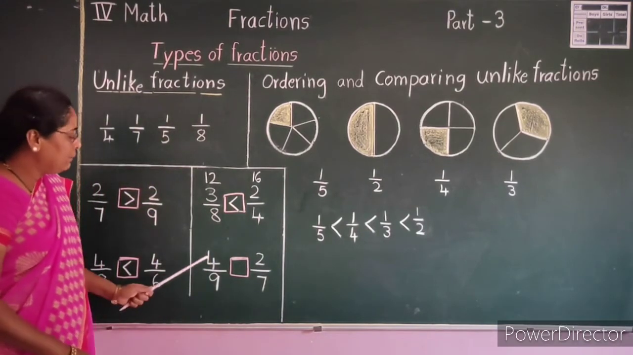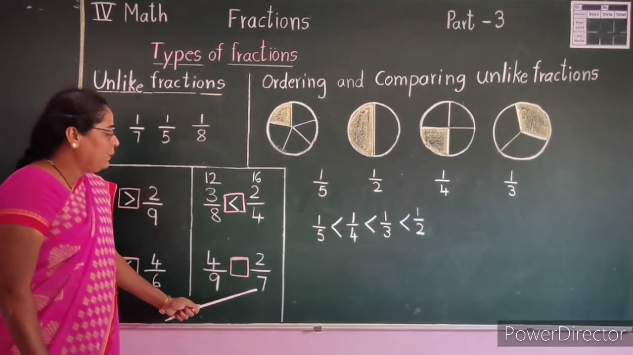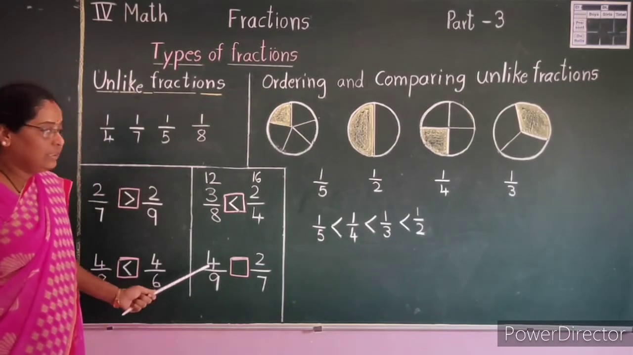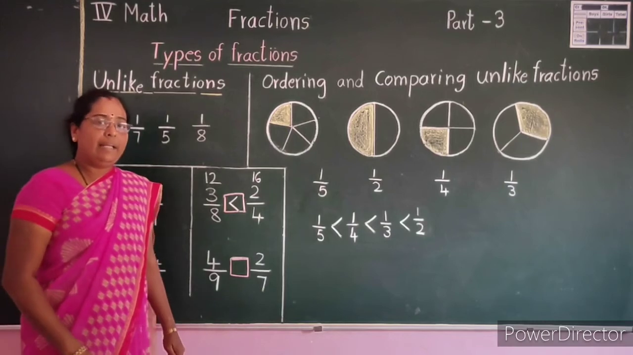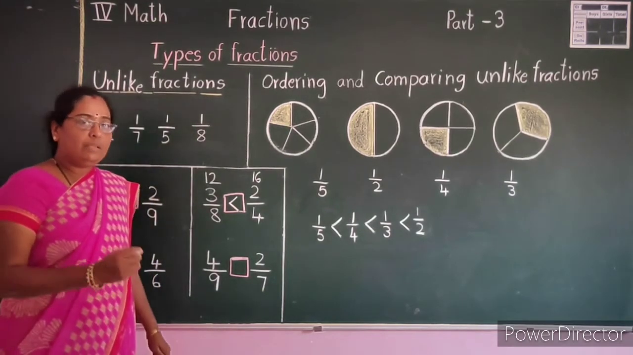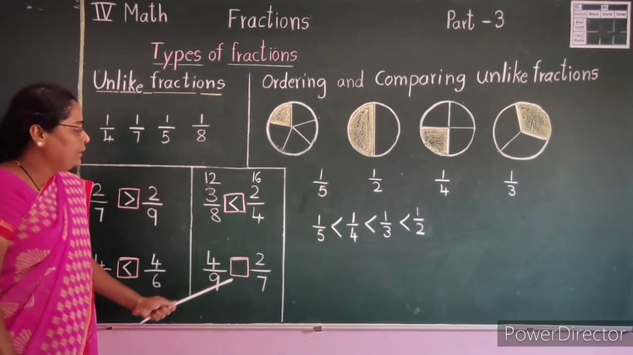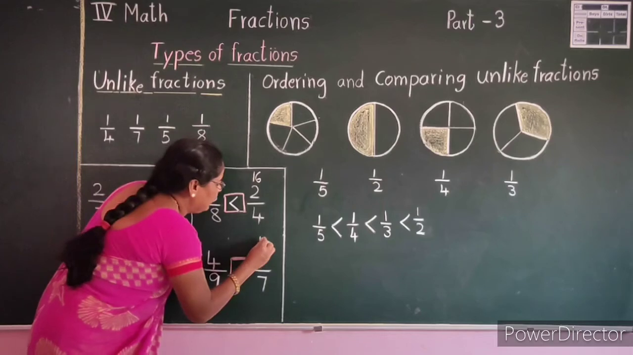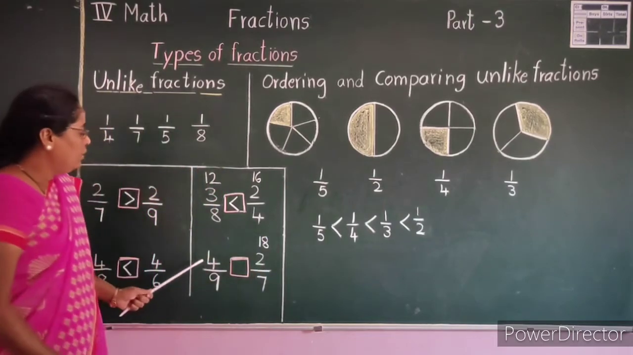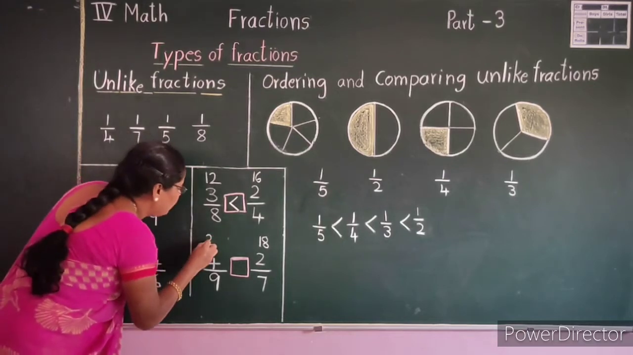Let's see one more example. 4 by 9 and 2 by 7. Here also both the numerators and denominators are different. Now you do the cross multiplication. That is, multiply 9 into 2. 9 2s are 18. Then 4 7s are 28.